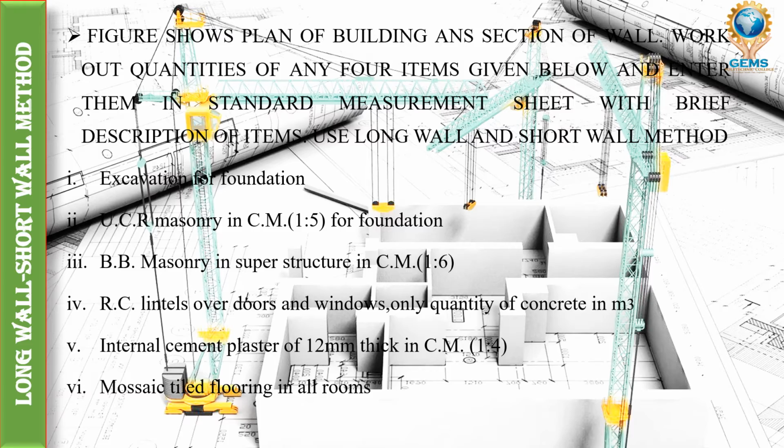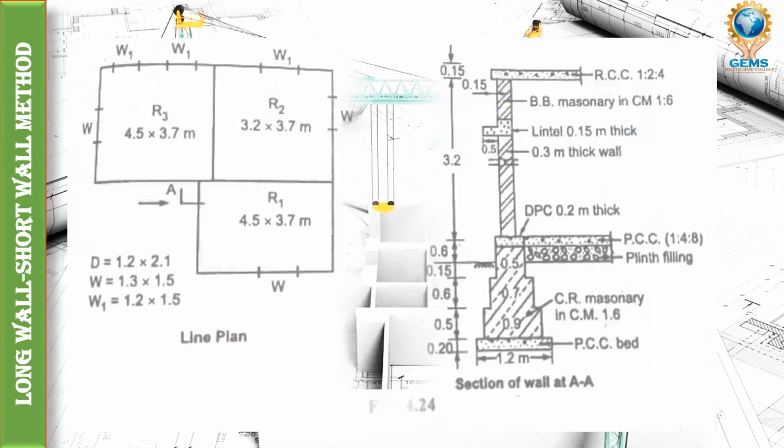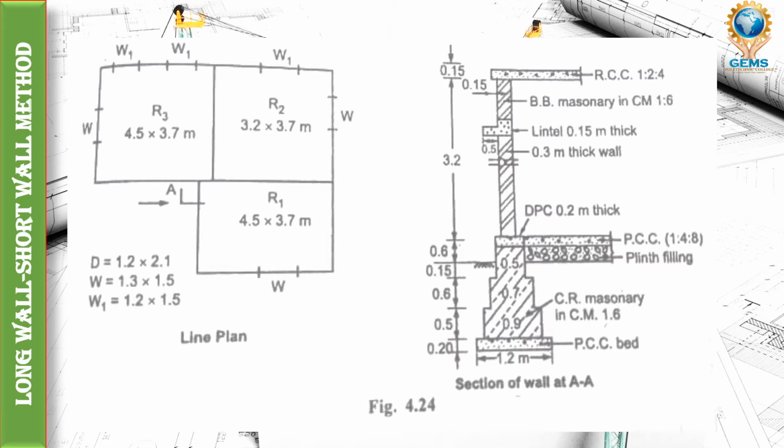In the question, the plan of the building is given as usual. On the left side you can see the plan of the building. We have three rooms, R1, R2 and R3. We first need to draw the outline of the structure, the center line plan of the building. Depending upon the plan, we need to draw the outline diagram.